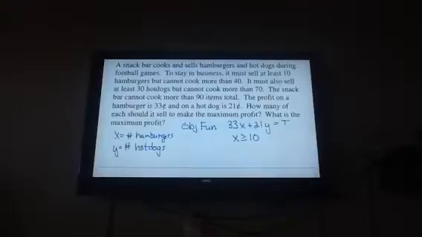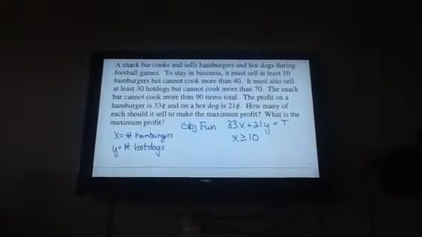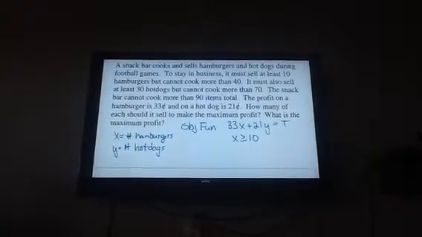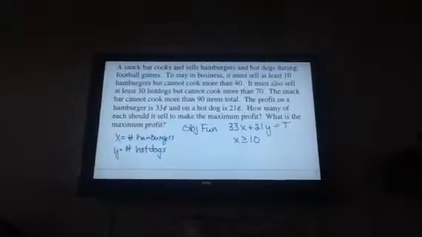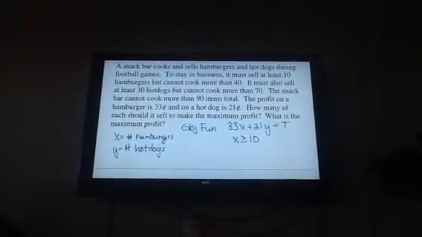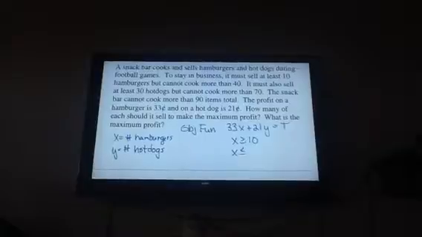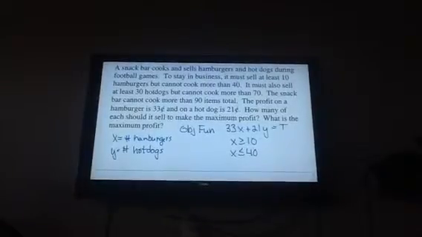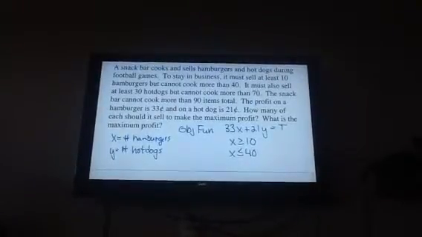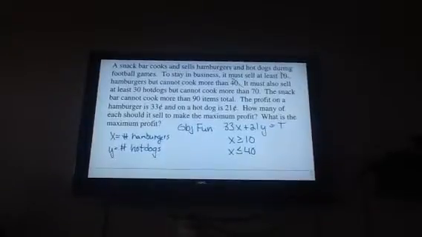At least means that or more, so greater than or equal to. But it cannot cook more than 40. So at the same time, x has to be less than or equal to 40. Okay, so I've used that number. You've got to make sure you use all your numbers.